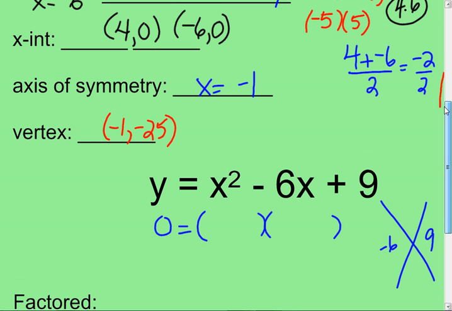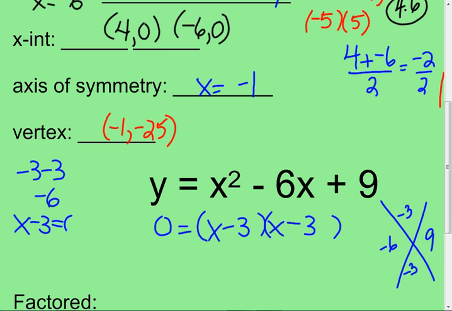Okay, guys. Wouldn't it be negative 3? Yeah, this is a negative 3 and a negative 3. Negative 3 times negative 3 gives me positive 9, but adds to give me a negative 6. So it's x minus 3. So I get the x-intercept at what? Not negative 3. What's negative 3 minus 3? It's negative 6, not 0. X minus 3 has to be 0.